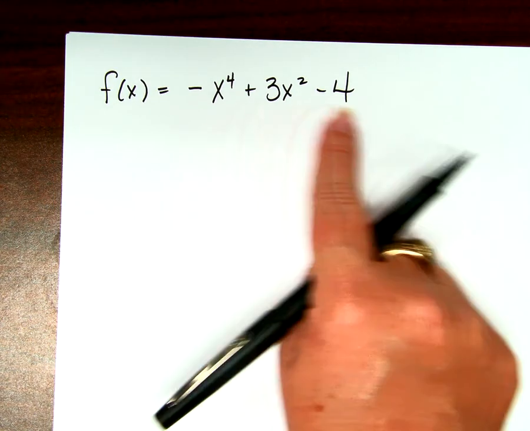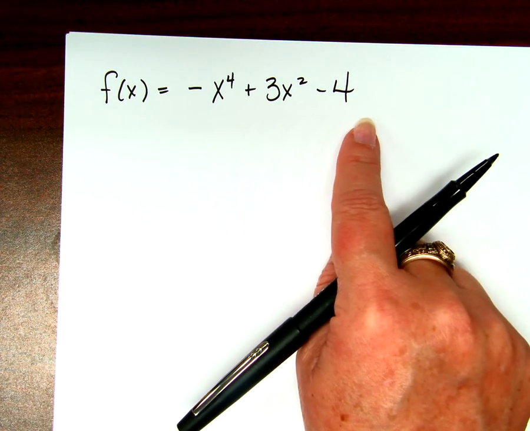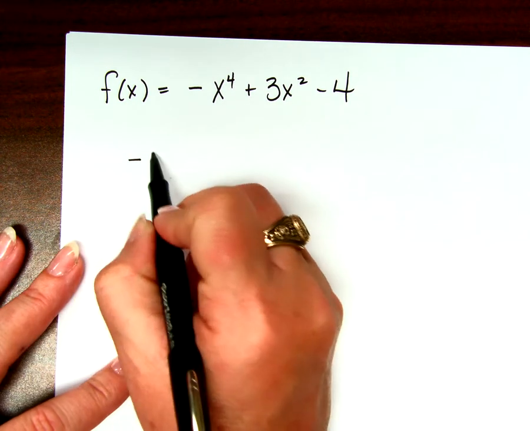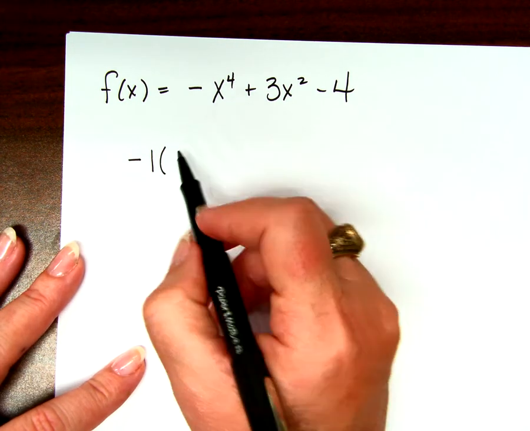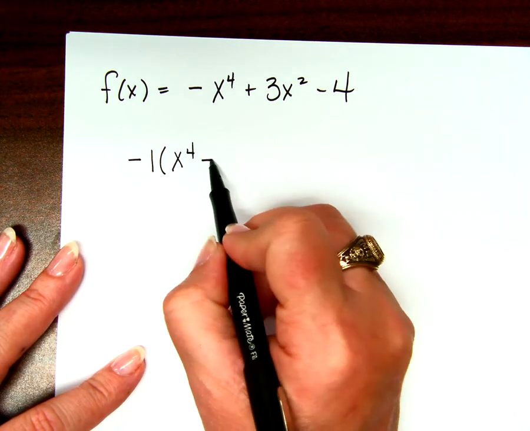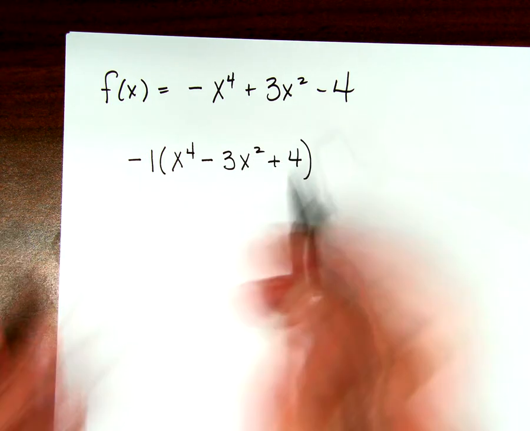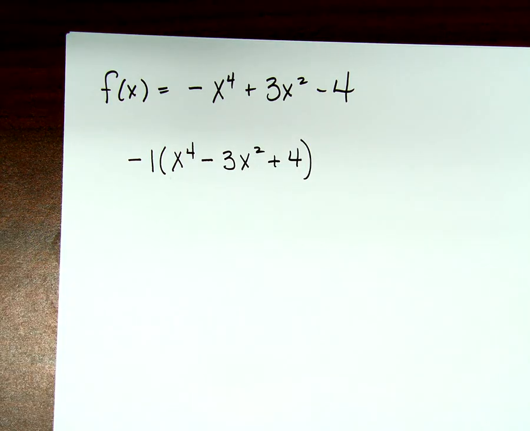Well, this is a trinomial, isn't it? Could I try factoring it? Well, what if I factored out a -1? What's left? Does that help me at all? Do you know what multiplies to be 4 and adds to be -3? Yeah, me neither. That's a problem, isn't it?